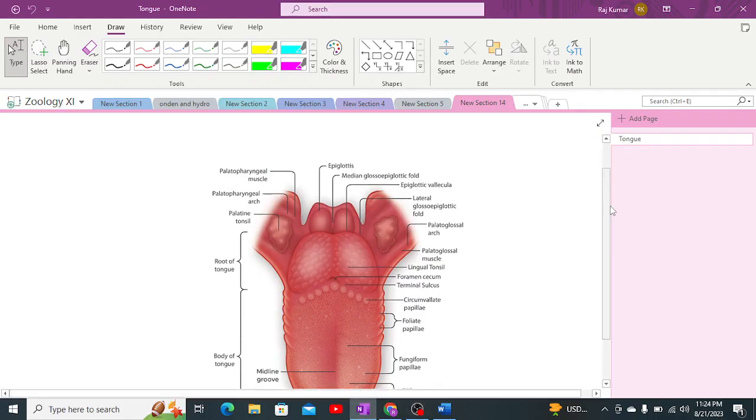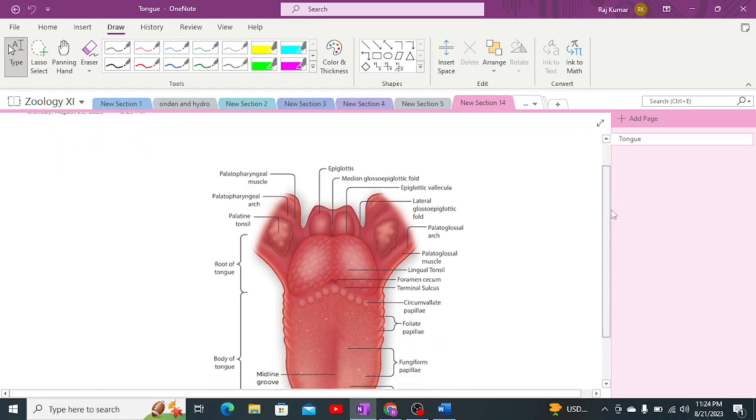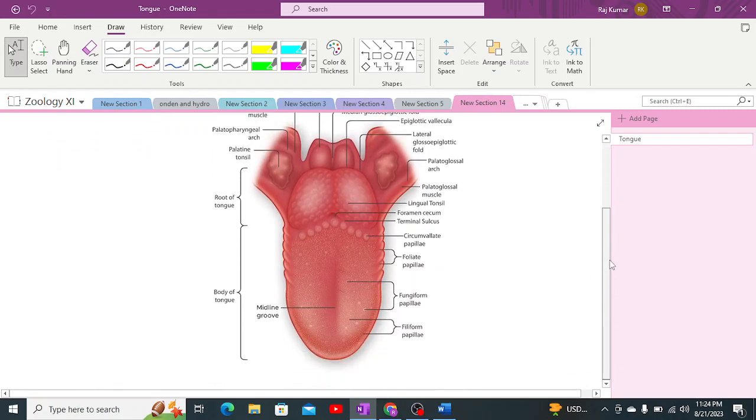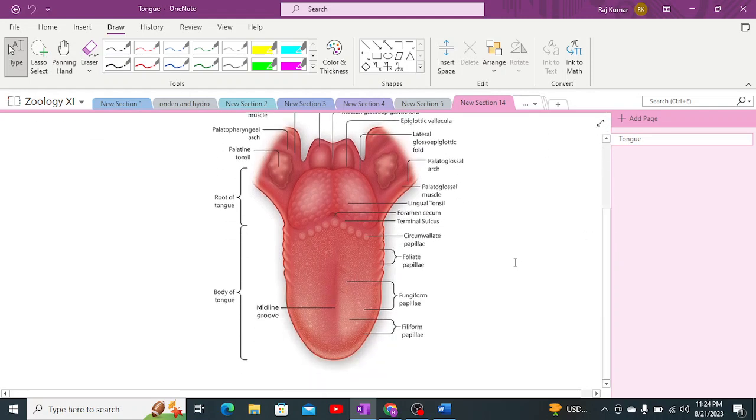And today we are going to discuss the structure of the tongue. So basically, what is the structure of the tongue? The tongue is a muscular, flexible organ which is made up of skeletal muscles. It has no bone, but it is connected with a bone which is known as the hyoid bone.